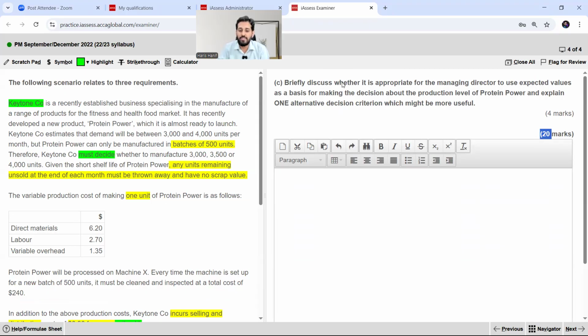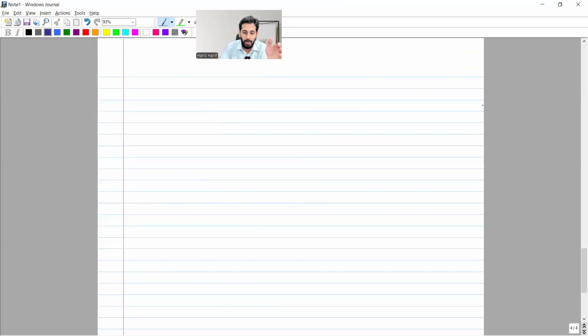Briefly discuss whether it is appropriate, yes or no, for the managing director to use expected values as a basis for making the decision about the production level of protein powder, and explain one alternative decision criterion which might be more useful. So first of all, let me give you a very quick recap.